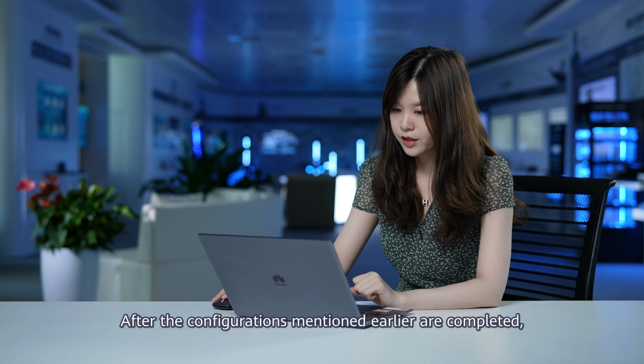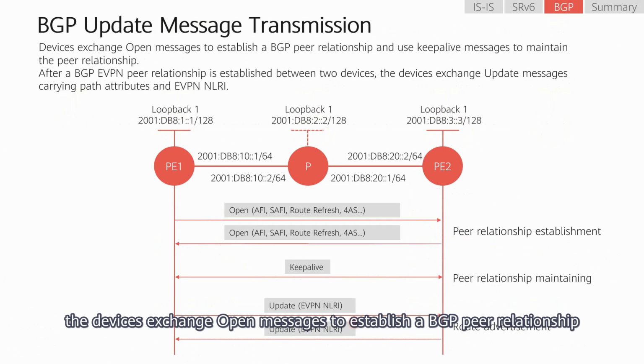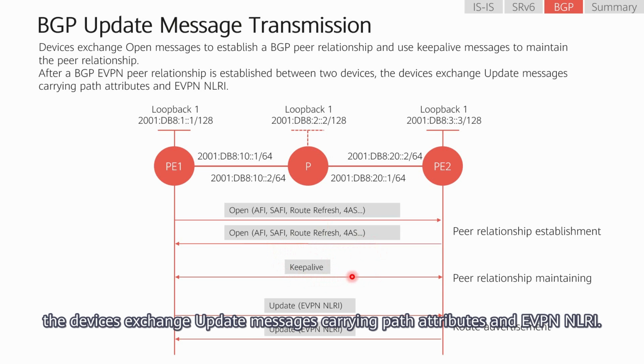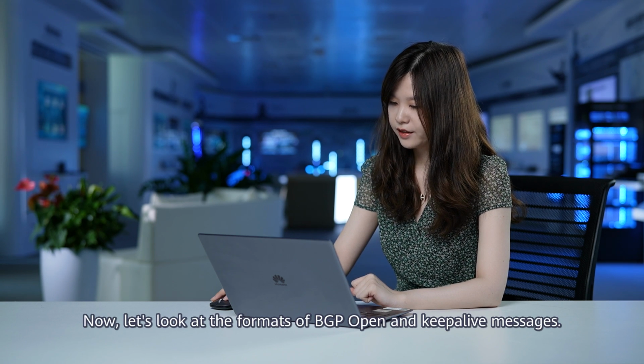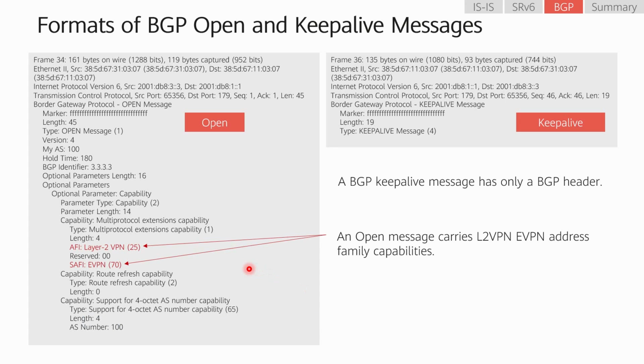After the configurations mentioned earlier are completed, the devices exchange open messages to establish a BGP peer relationship and use keepalive messages to maintain it. Once the peer relationship is established, the devices exchange update messages carrying path attributes and EVPN NLRI. Now let's look at the formats of BGP open and keepalive messages.